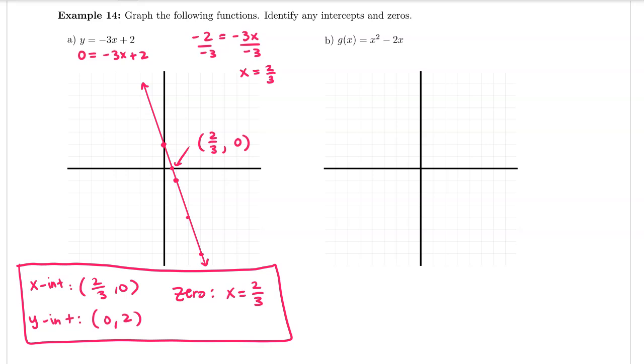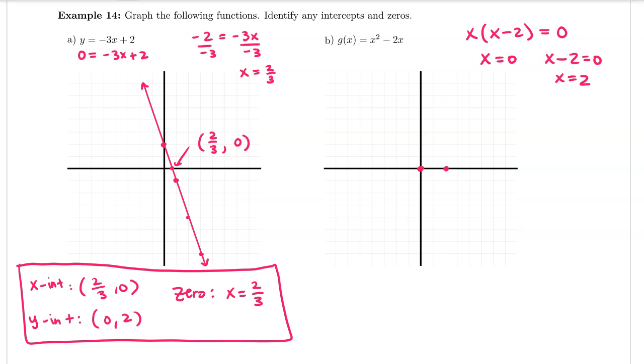This is a quadratic function. What I can do is factor out an x, which would leave me with x times (x minus 2). If I wanted to solve for the x-intercepts or the zeros, I could set this equal to 0, then use the zero product principle and set each of these factors equal to 0. So I'd get x equals 0 and x equals 2. That tells me my x-intercepts are at (0, 0) and (2, 0).